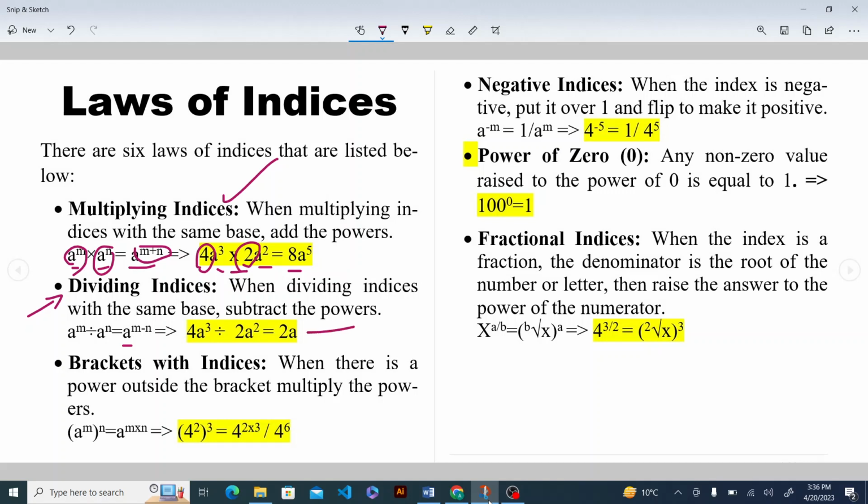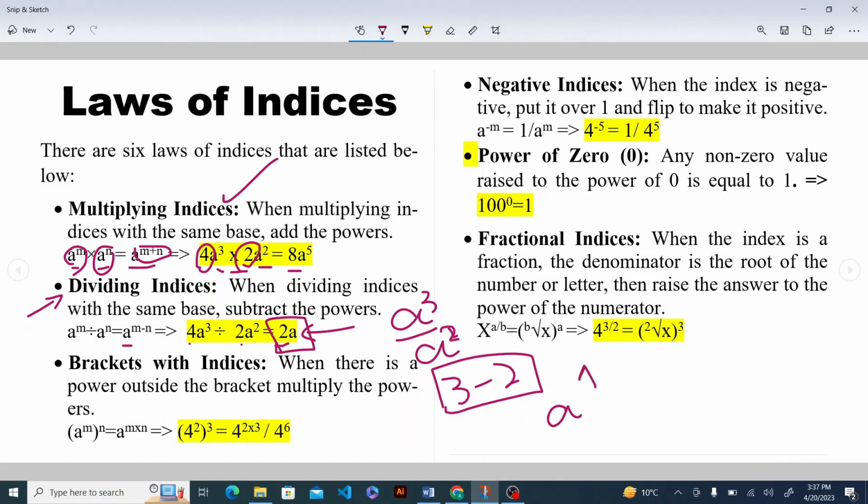Let's see the example. In the example we have two terms, 4a cube which is divided by 2a square. Here 4 will be directly divided by 2. 2 2s are 4. Its quotient will be 2, and a cube will be divided by a square. So 3 minus 2, their powers will be subtracted. Okay, so the answer will be 2a because a's power will be 1. So we don't need to write the power when it is 1.